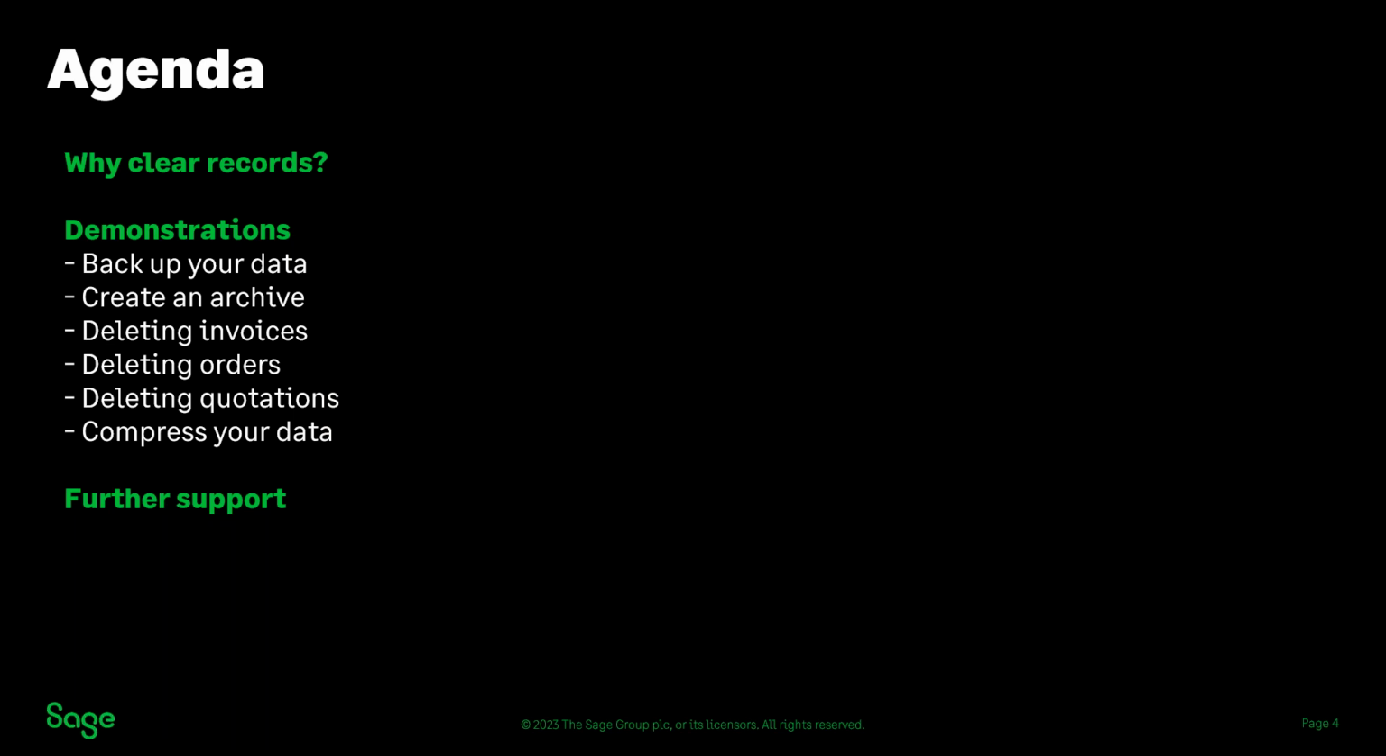We're going to run through a series of demonstrations as well. So I'm going to quickly cover backing up, creating an archive. We always get loads of questions about archiving, but I'll try and explain that and give you a quick demo. And then we'll get on to the main part of the demonstration today. So we're going to look at deleting invoices from the invoice list, how we go about doing that, some quick tips to help you do that a little bit quicker as well.